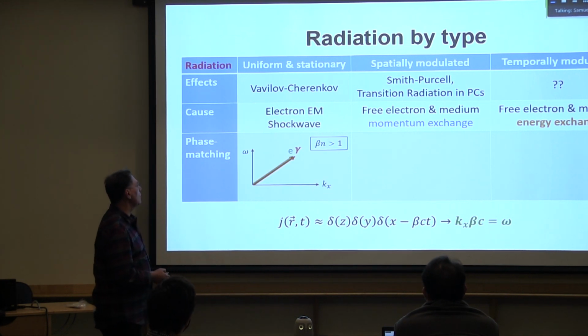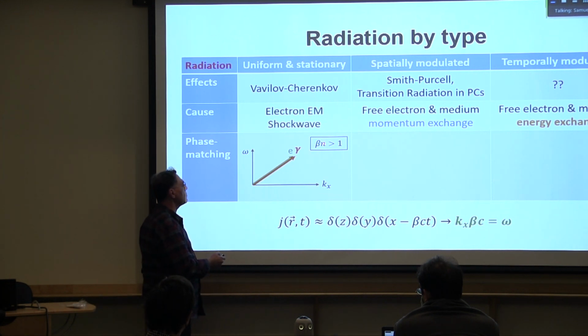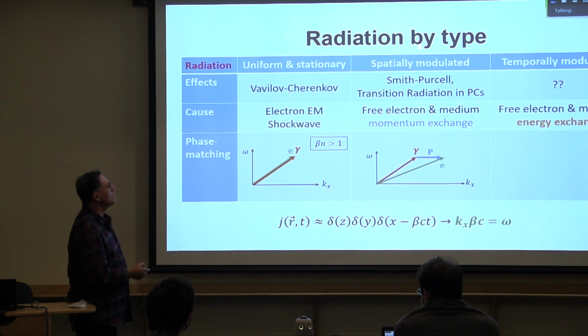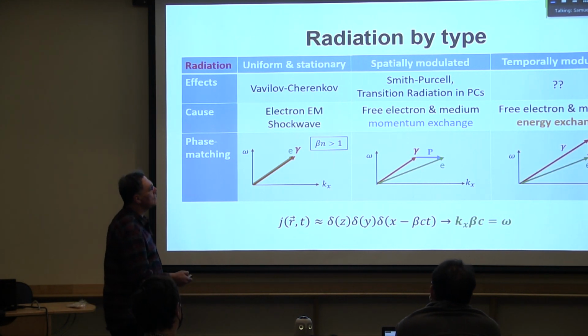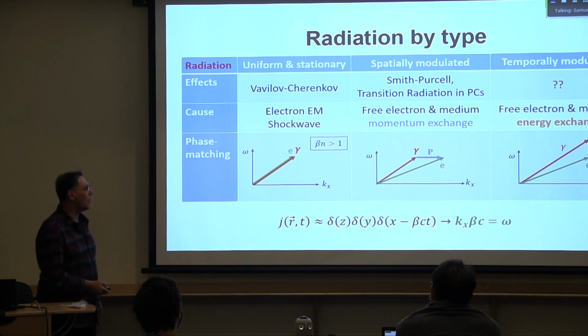So if you think about a relation between omega and k, what you need here is a threshold: beta, the ratio between the speed of the electron and the speed of light, times the refractive index n needs to be larger than 1. Smith-Purcell have shown that if you are below the Cherenkov threshold, so beta times n is smaller than 1, then the lattice can give you momentum, and you can still get Cherenkov radiation below the threshold, the Smith-Purcell effect. And what you will see here is that the temporal modulation can give you a kick, a boost of energy from the modulation.